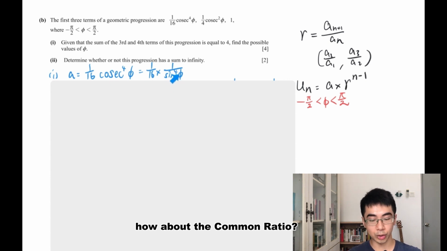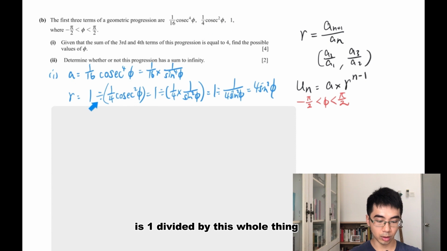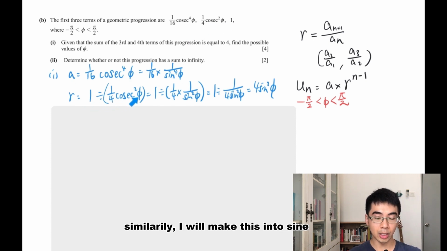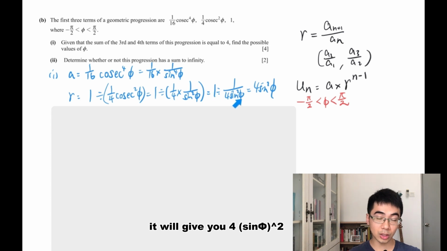So how about the common ratio? For the common ratio, I will use the third one divided by the second one, which is 1 divided by this whole thing. And similarly, I will make this into sine, which is 1 over sine phi to the power 2. And for these two fractions, we multiply them, it's just 1 over 4 sine square phi. And then 1 divided by this fraction will just give you 4 sine square phi. So now we have a and r.